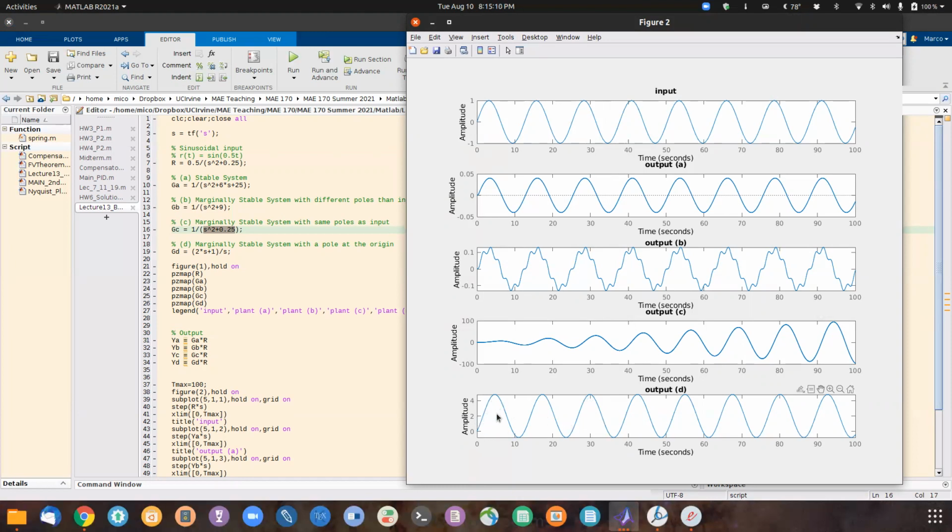And the amplitude has also changed. Here, the amplitude is about 2. But the thing here is that the whole curve has been transposed towards the positive values in the y-axis. And that is because of the presence of the pole at the origin. So that is the only consequence.